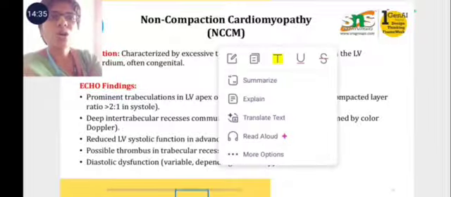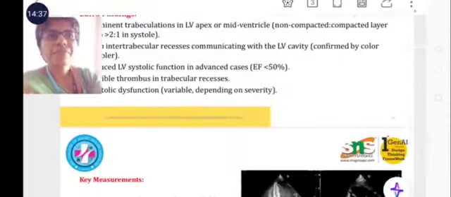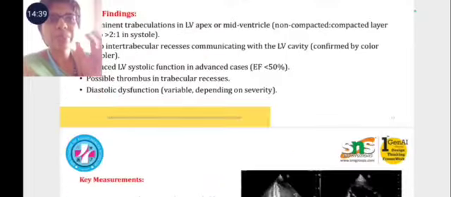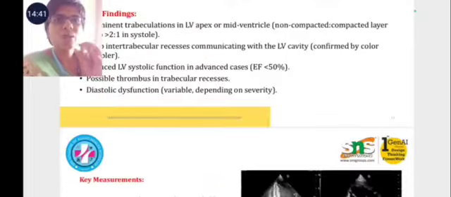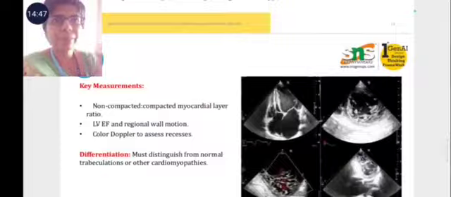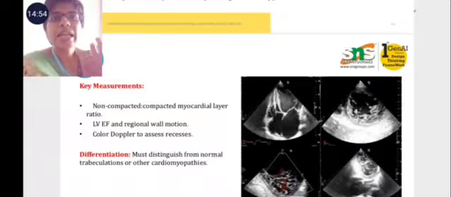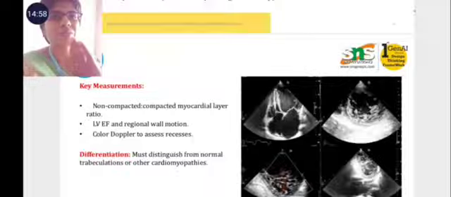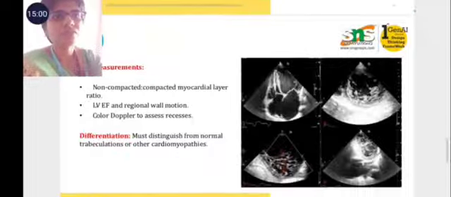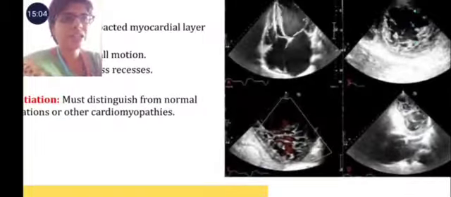Once function gets decreased, it may lead to formation of thrombus or clot. So thrombus is possible in trabecular recesses, and diastolic dysfunction, relaxation gets impaired. Key measurements are non-compact to compact LV myocardial layer ratio, LVEF is more important, color Doppler assessment and thrombus assessment also must be important. See, these are the images of trabeculations.